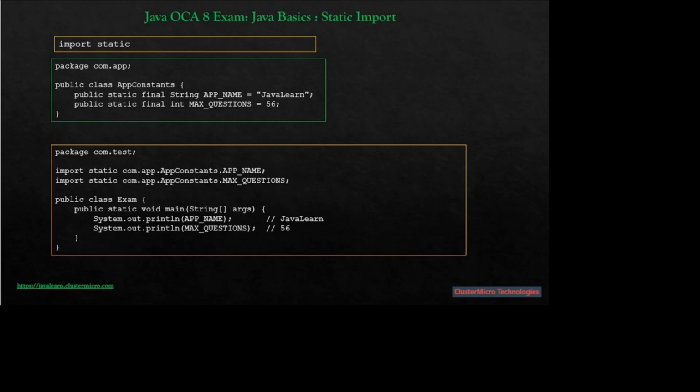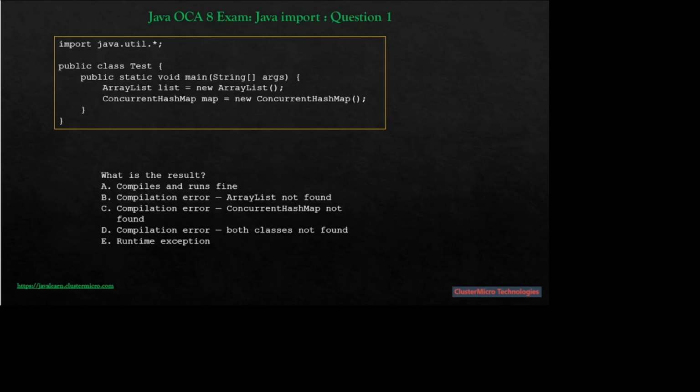So let's go to the first question. What is the result here? We have an ArrayList, a new ArrayList, and a ConcurrentHashMap, a new ConcurrentHashMap. Will it compile? It will not compile, because like we discussed, you are using import java.util.*. It will bring in ArrayList, no issues, but ConcurrentHashMap will not be visible here because it has not been imported. You would have to import ConcurrentHashMap, and in that case it will compile. So the result will be C, ConcurrentHashMap not found.